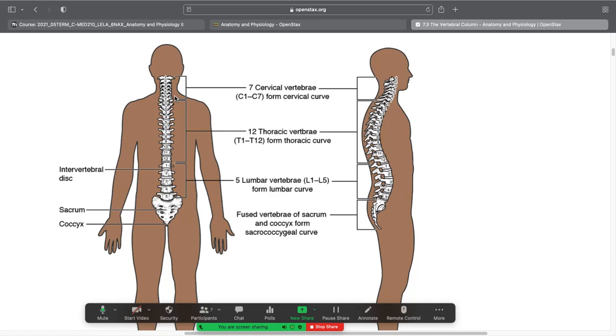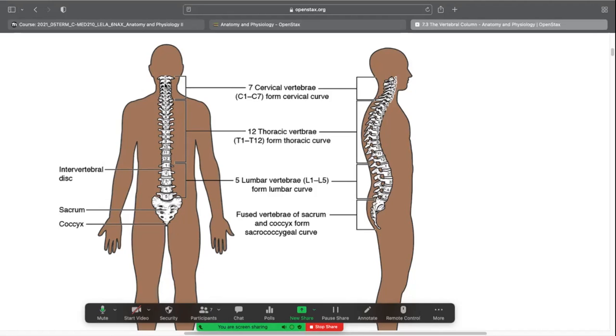Now, your thoracic vertebrae, there are 12 of them because there are 12 ribs. And the thoracic vertebrae, I'm going to show you in a moment, they have these things called facets that attach to the ribs, and that's how you know the thoracic. You'll also notice that the cervical vertebrae, they're smaller and lighter than the rest of them.